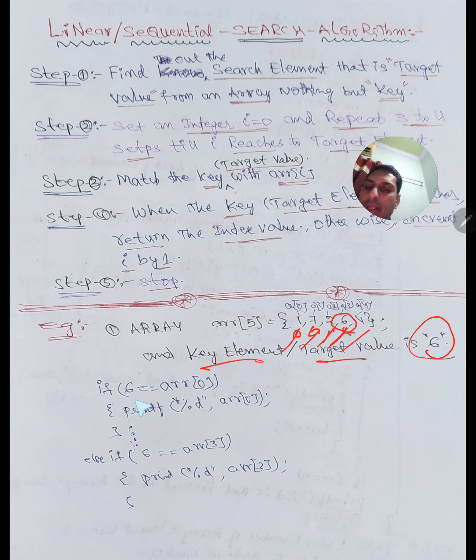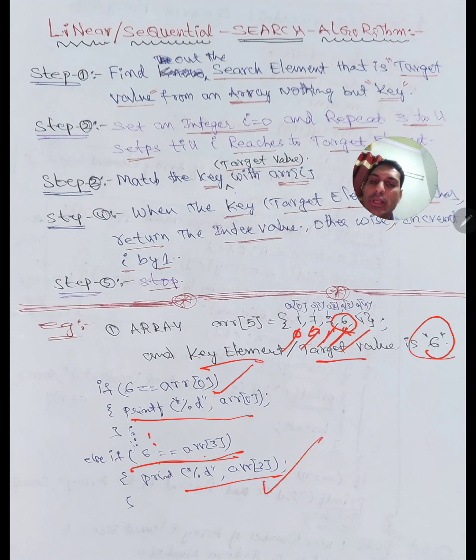So we will write: if 6 equals a of 0, no. If it is there, print this. Again we will check with this condition, and lastly we will check this condition, array of 3. At location 3 it is there, so it is found. This will be printed. Now we will go with the program also.